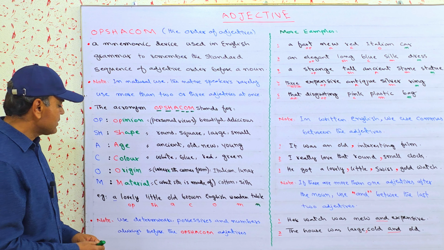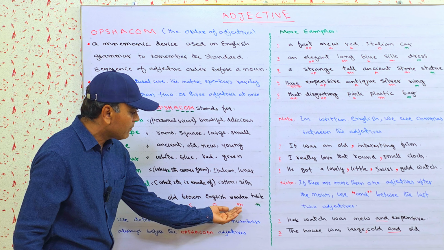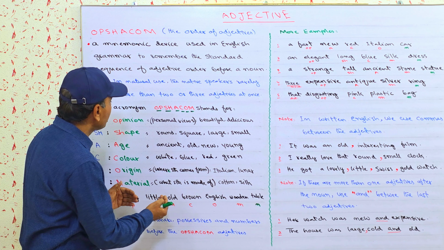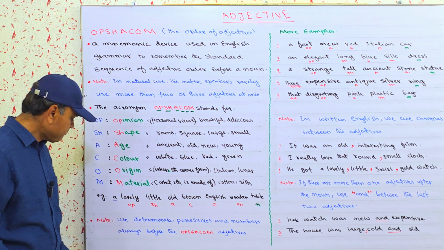In some of the cases, we don't have the adjective that shows opinion. In some cases, we don't have color. Some cases, we don't have material. Whatever is missing, we will still follow this way. We will only leave out those things.